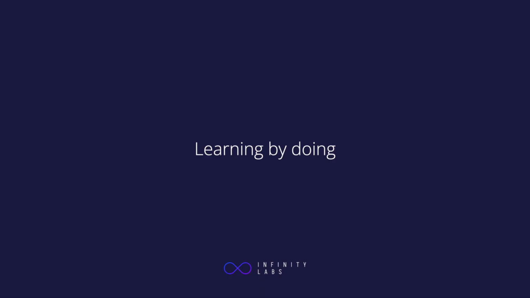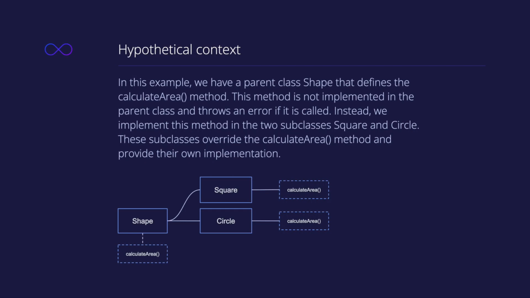Let's dive into a code example to better understand the Liskov Substitution Principle. The code example will show how to use the Liskov Substitution Principle to create a flexible and extensible system by implementing a common interface and adhering to the behavior of the parent class. In this example, we have a parent class Shape that defines the calculateArea method. This method is not implemented in the parent class and throws an error if it is called. Instead, we implement this method in the 2 subclasses, Square and Circle. These subclasses override the calculateArea method and provide their own implementation.